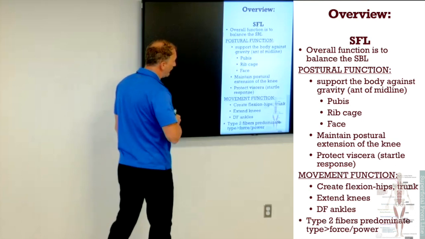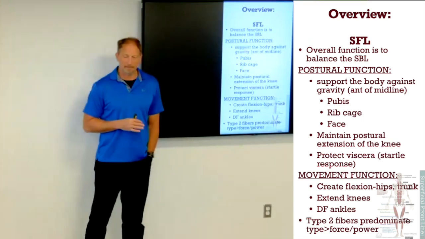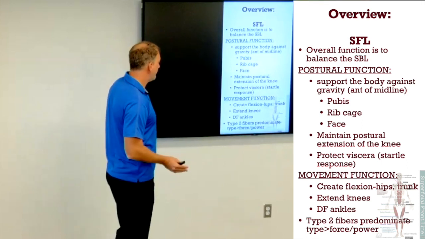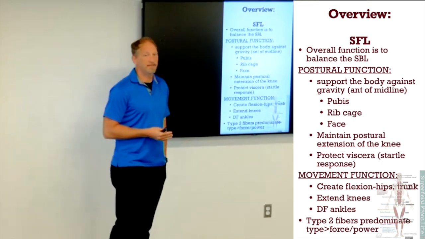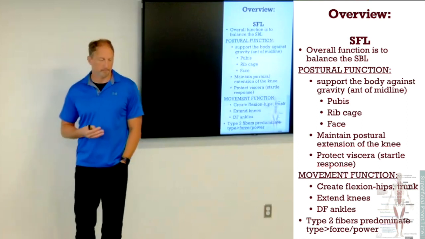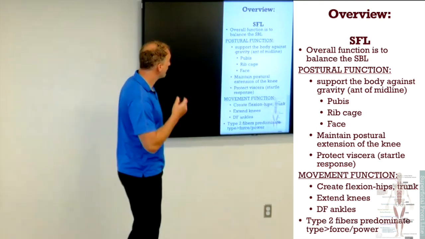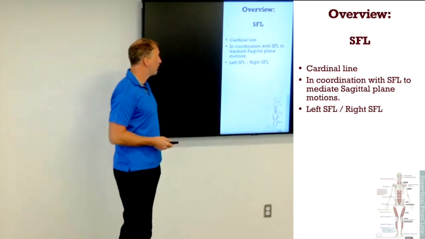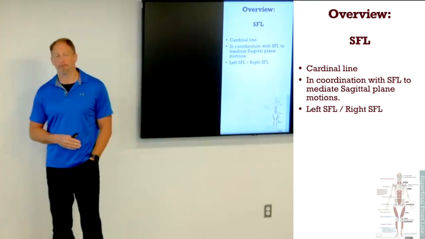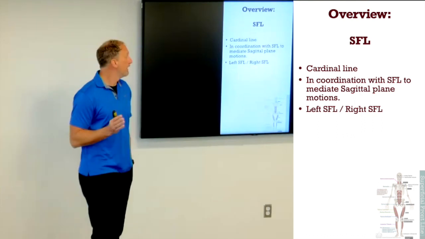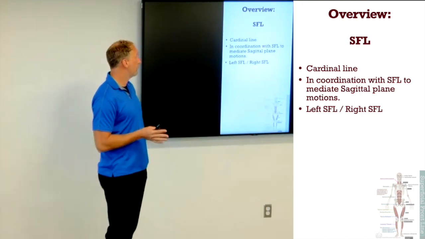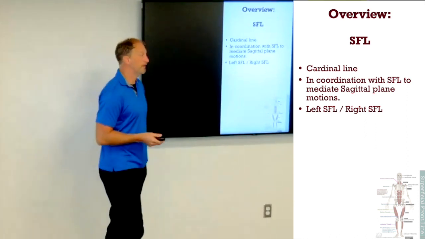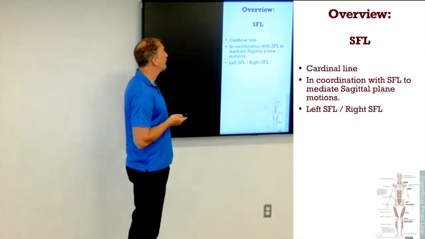From a movement standpoint, again, the exact opposite of the superficial back line. This is all about flexion. It's all about flexion except for the knees, where we extend the knees, and we dorsiflex the ankles. The rest of the line is all about flexion. It is one of our cardinal lines. You have a left superficial front line, a right superficial front line. And again, it has to work in coordination with the other side to mediate all the flexion and extension of all the joints involved.